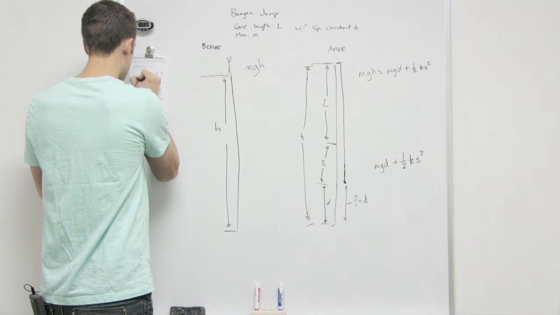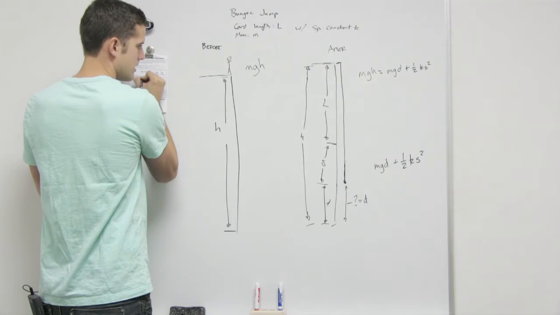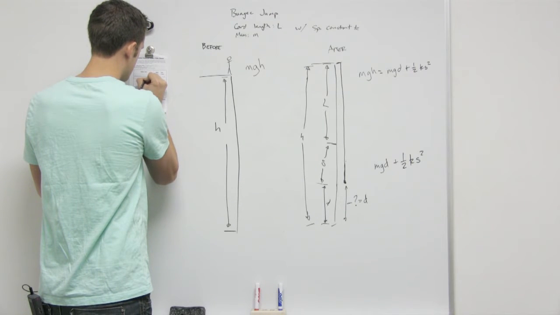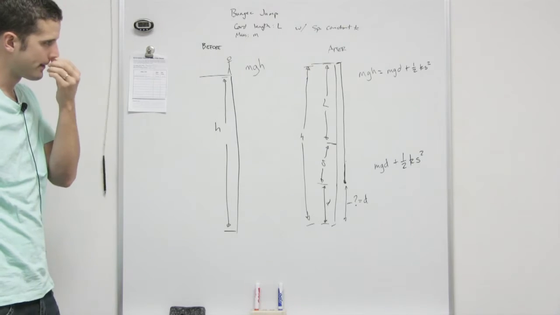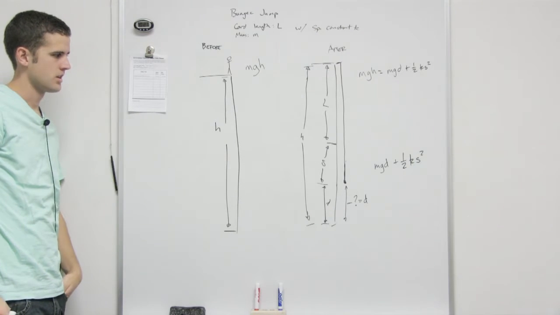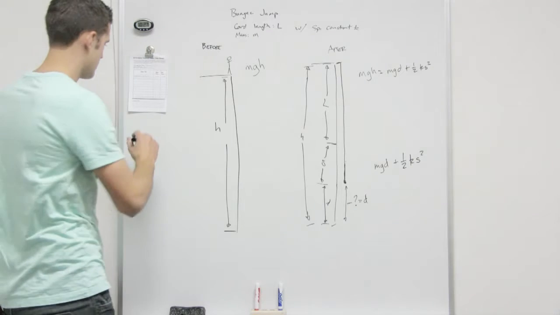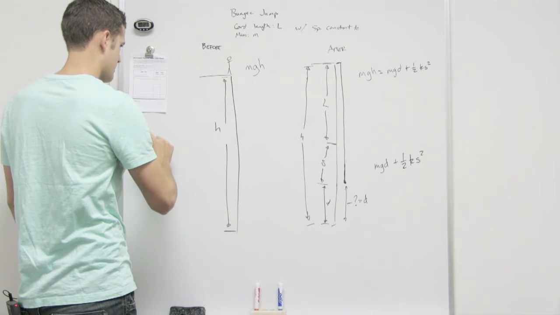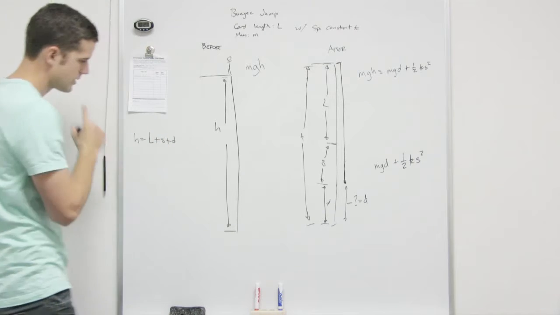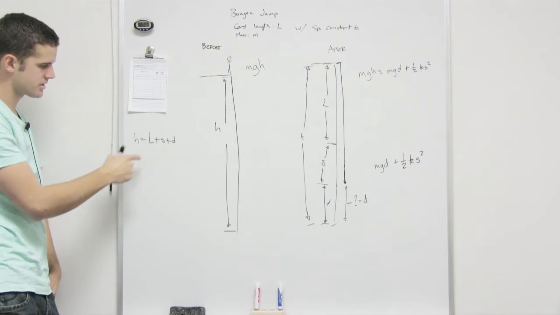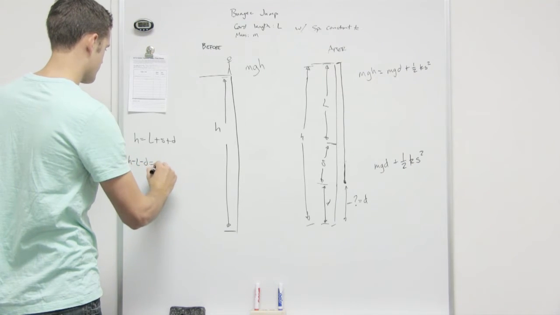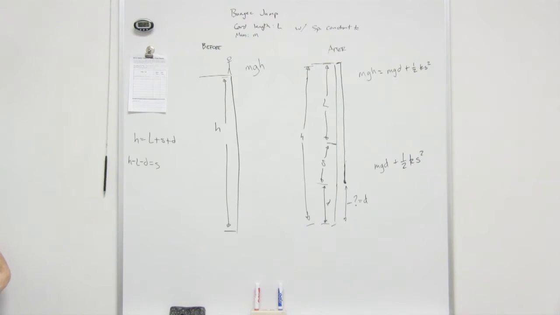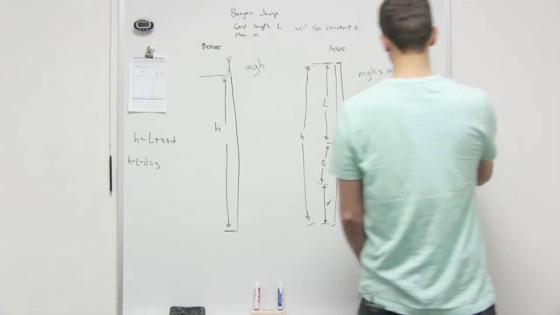So it would be d plus L. We want to have s equal. It'd be d plus L plus s equals h. So h equals L plus s plus d. Then you solve for s. So h minus L minus d equals s. You put that into this.